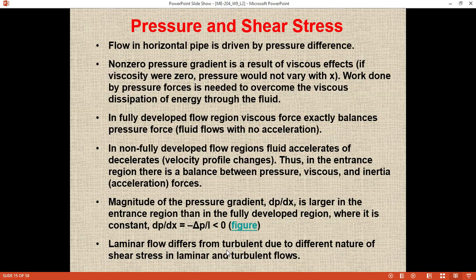So here are the big differences between the velocity profiles of laminar and turbulent flow, and I discussed the entrance length. The rest I will discuss in the later part of the lecture. So this is the end of the lecture.